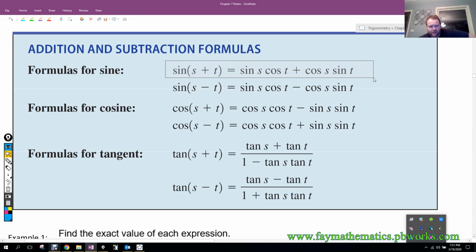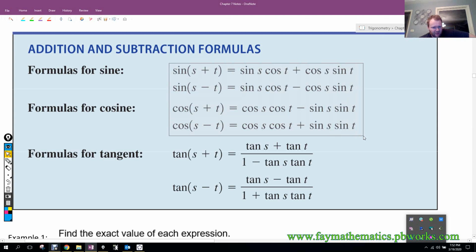Here's the sum formula for sine. Okay, and here is the difference formula for sine. And then the sum formula for cosine and the difference formula for cosine. My suggestion, pause the video, write those down, have them at your disposal. They're very similar, very hard to remember.